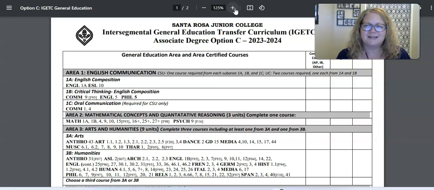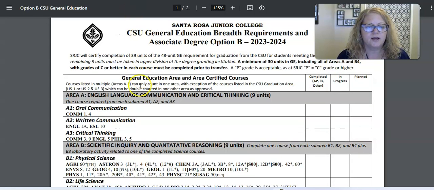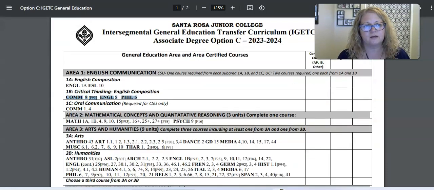So this sheet is not that far different from the last sheet. You've got Area 1, which is your English and critical thinking. Again, not as many choices here because the UC is pickier. And so they require a certain number of words that are written per semester. And the other 2 classes that were on here, for CSU GE, you had Comms 3 and Philosophy 3. Those don't meet that writing requirement. And so IGETC doesn't allow them, okay? And then this oral communication is only required for CSUs.